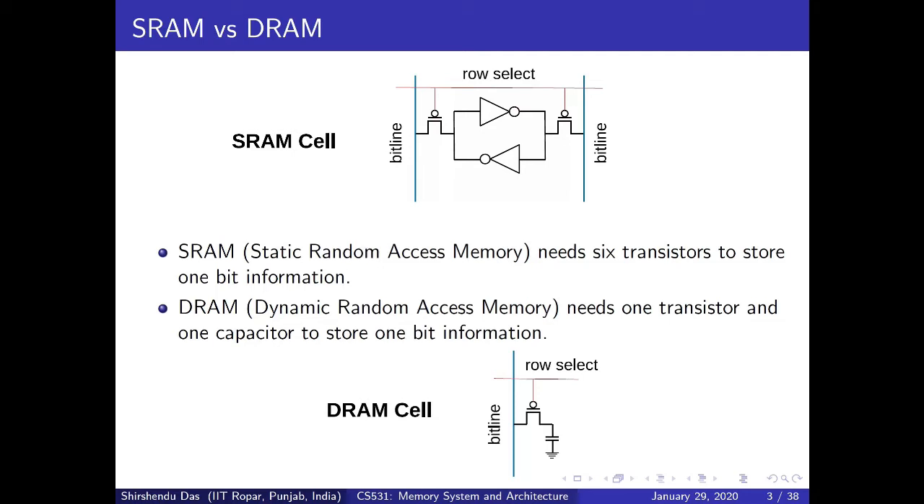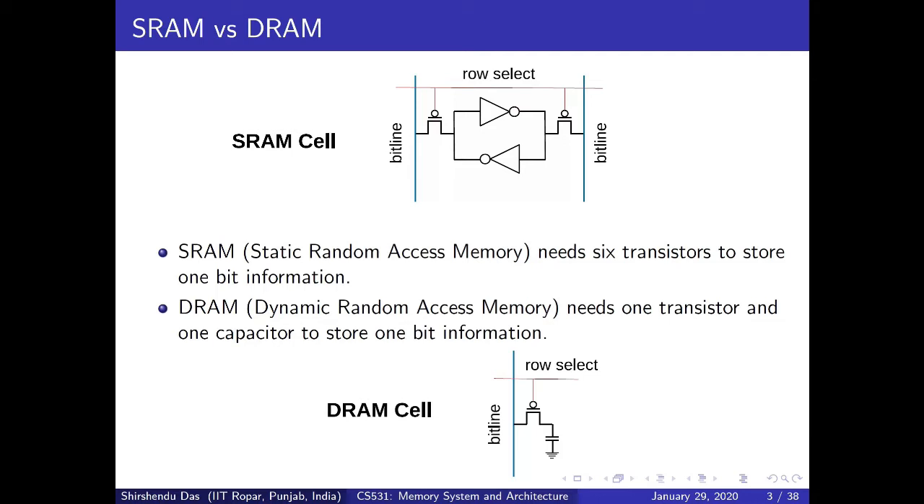Low density means, for example, suppose there is a fixed chip area. Within this fixed chip area, if you can place 4 MB of SRAM memory, then within the same chip area you can place a 6 times larger DRAM memory, because it has very high density. A lot of DRAM cells can be placed within the same area as compared to SRAM cells, because SRAM cells are larger in size. So in this way, DRAM is better. That means DRAM has larger capacity. Capacity wise, DRAM is better than SRAM.